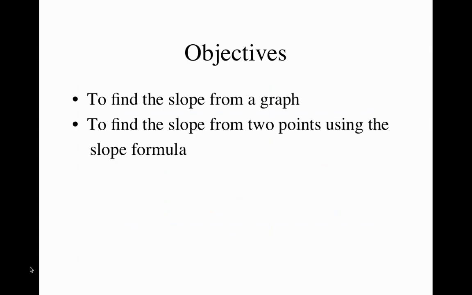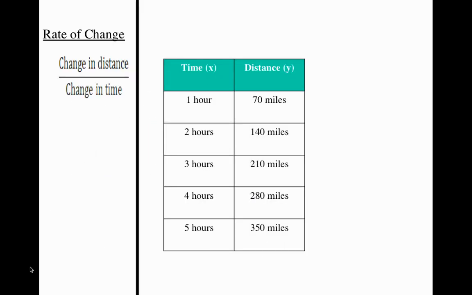Today we're going to look at how to find the slope of a line. The objectives are to find a slope from a graph and to find the slope from 2 points using the slope formula. Here is an example.